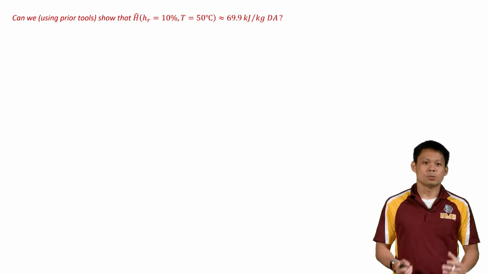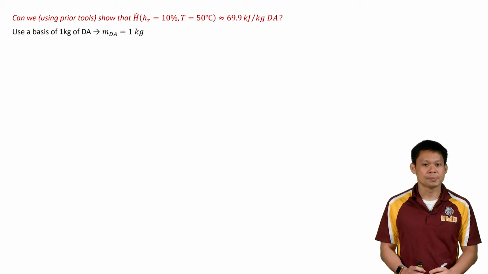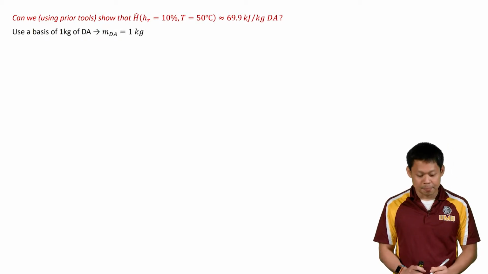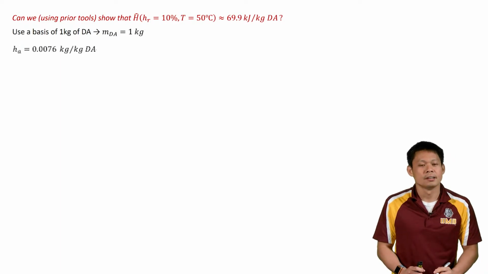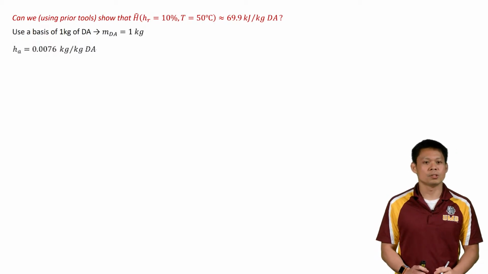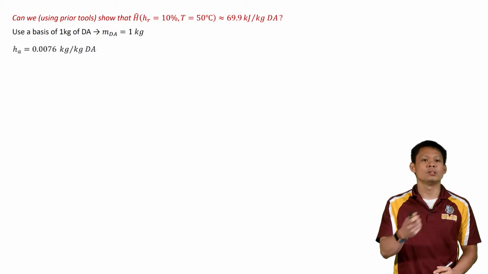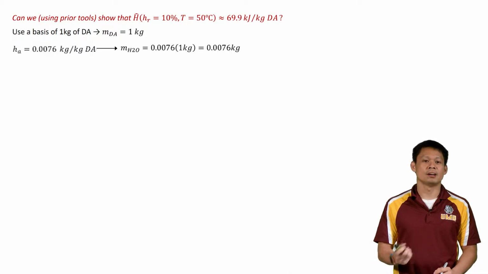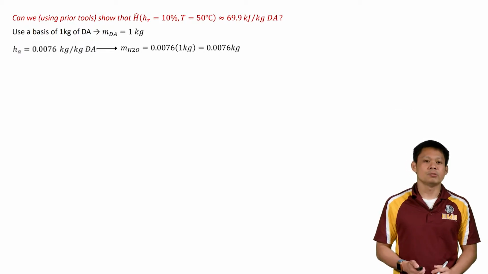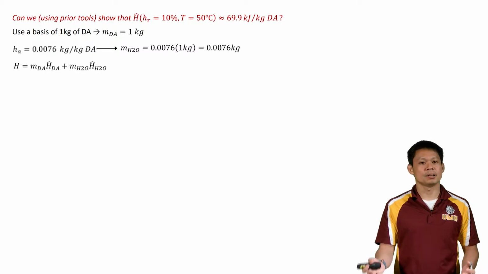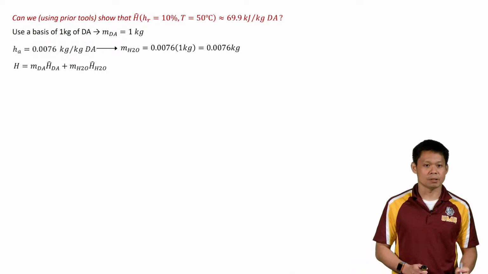So before we actually use our prior tools, let's just pick a basis. We're going to pick a basis of 1 kilogram of dry air. So the mass of dry air is 1 kilogram. We know the absolute humidity. We just read it off from the psychrometric chart. And so we saw that the absolute humidity was 0.0076 kilograms per kilogram of dry air, which means from here, we know we have 1 kilogram of dry air. Our mass of water vapor is 0.0076 kilograms. So the enthalpy of this stream is just the mass of dry air multiplied by the specific enthalpy of dry air plus the mass of water vapor multiplied by the specific enthalpy of water vapor.